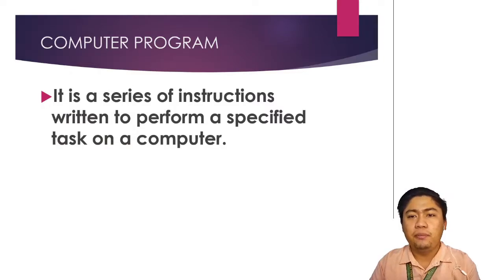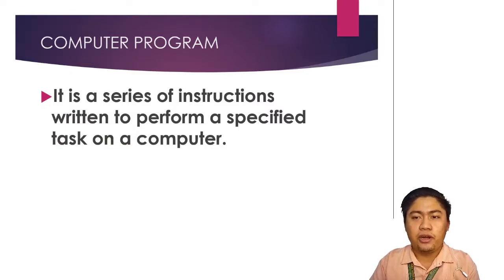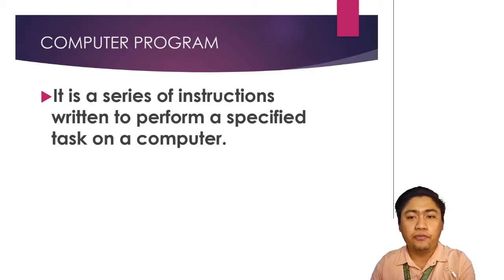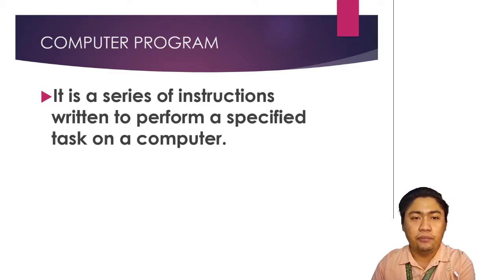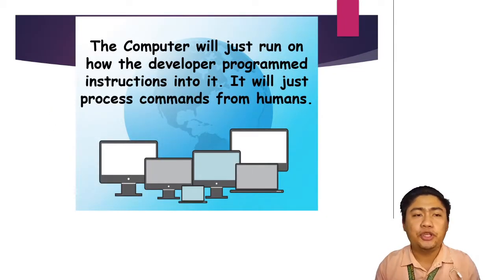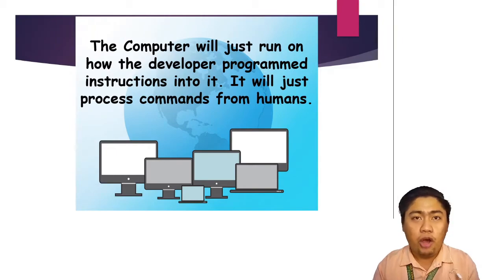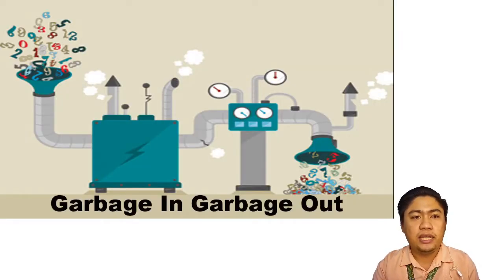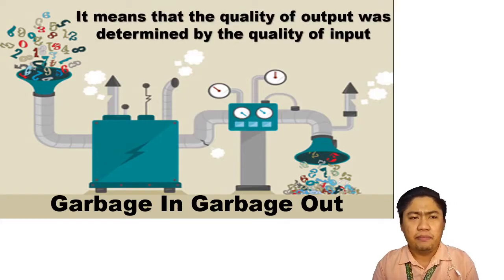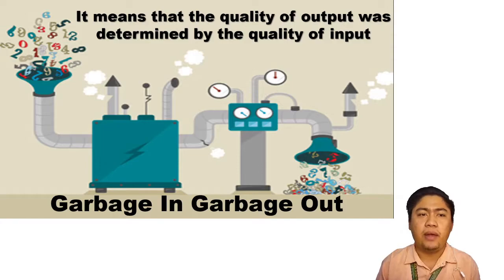Now, a computer needs a program to work. The program has an executable form that the computer can use directly to perform instructions. A computer program is a series of instructions written to perform a specified task on a computer. The computer will just run on how the developer programmed instructions into it. It will just process commands from humans. Going back to our last topic, we say that the computer is garbage in, garbage out. It means that the quality of output is determined by the quality of input.